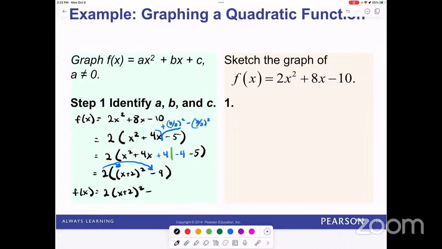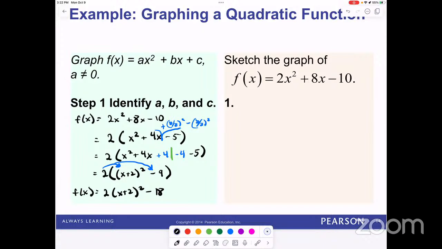So notice that when x is 0, y should be negative 10. When x is 0, 2 squared is 4, times 2 is 8. 8 minus 18 is negative 10, right? So we successfully converted from the general form to the standard form using completing the square.